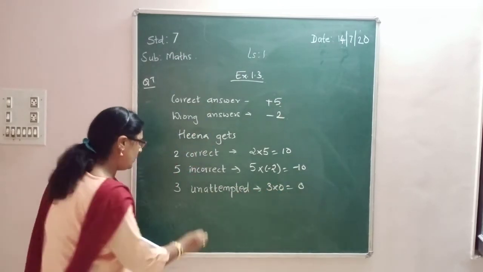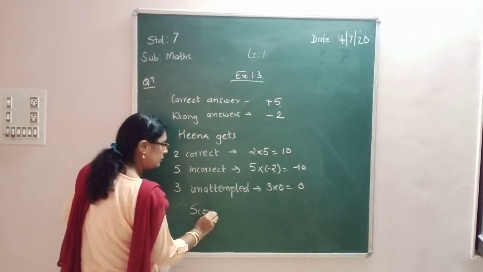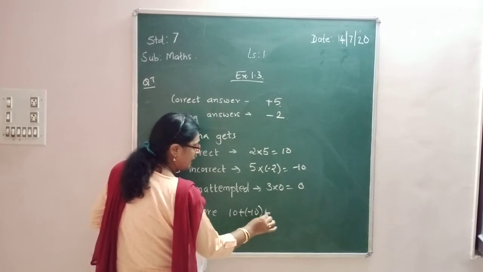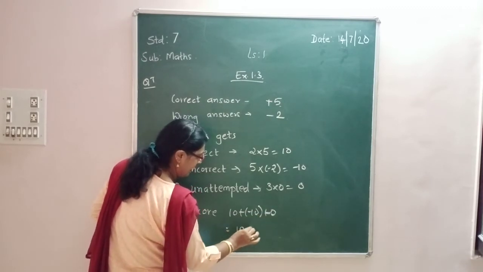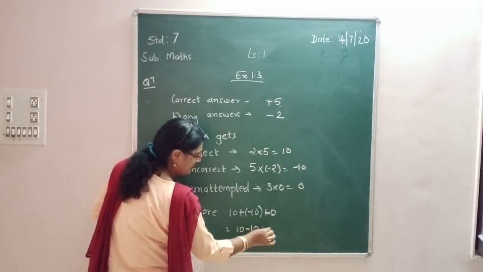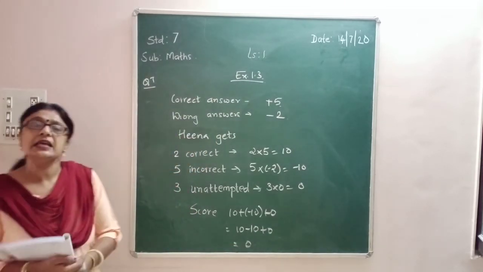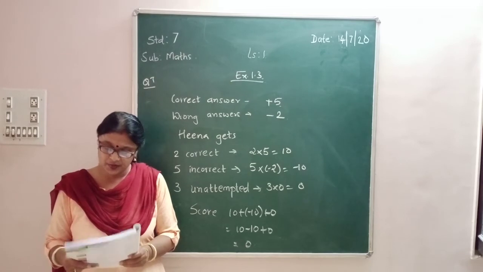Fine. So what will be her score? 10 plus minus 10 plus 0, that is equal to 10 minus 10 plus 0, that is equal to 0. So Hina gets 0 marks. Is that clear children? Okay.